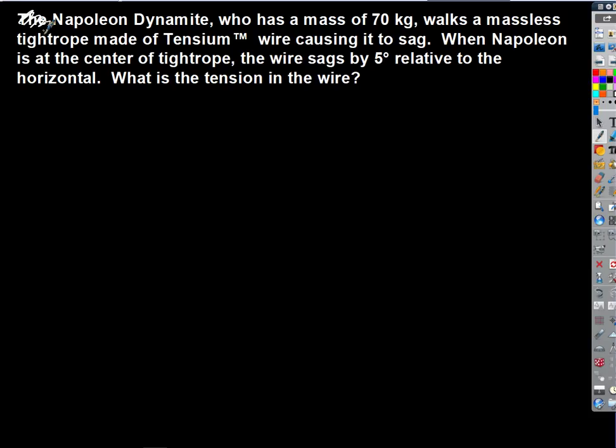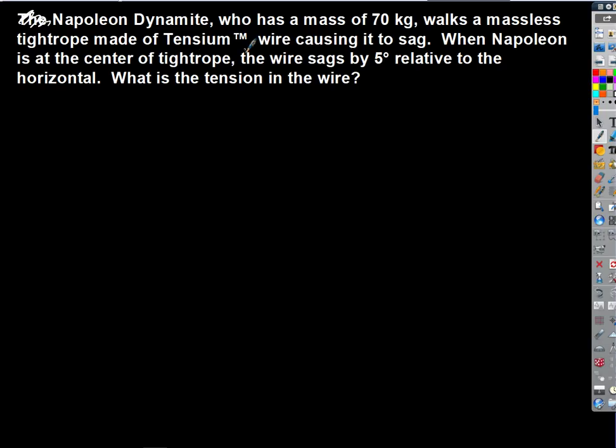Napoleon Dynamite, who has mass 70 kilograms, walks a massless tightrope made of tensium wire, causing it to sag. Now, the thing about tensium is massless. You also get that at the Acme store. It's very expensive. It's massless. Who can afford that? Well, Bruce Wayne. Yeah, Bruce Wayne can. So how did Napoleon Dynamite get his hands on it? Oh, I don't know. He's just walking on it. I'm not sure how he got his hands on it.